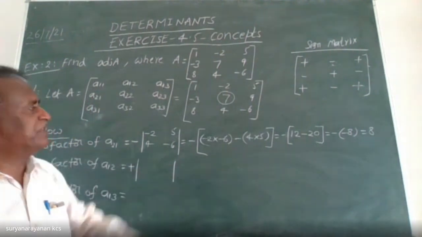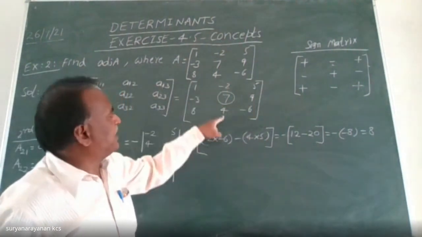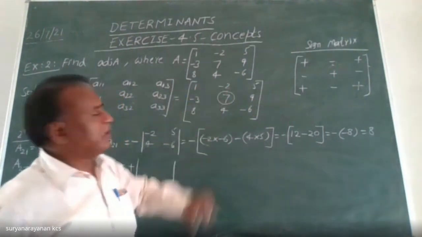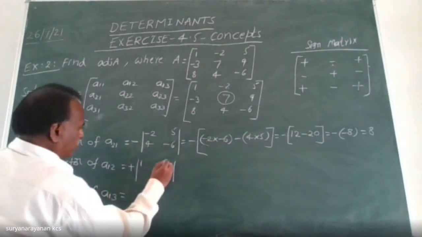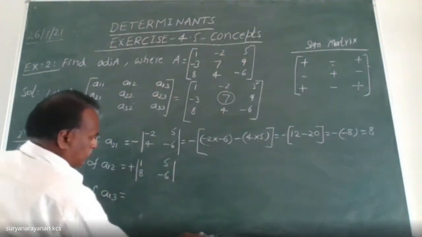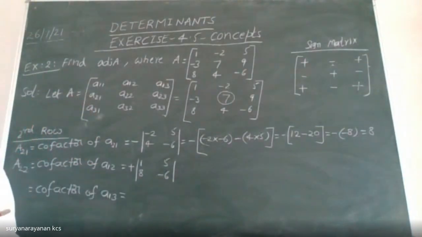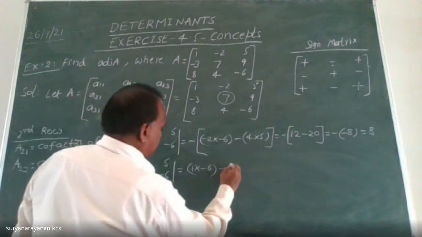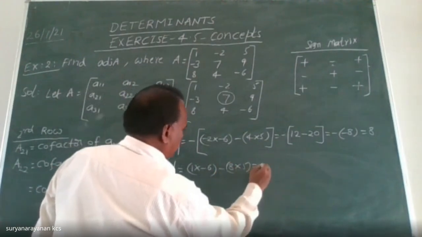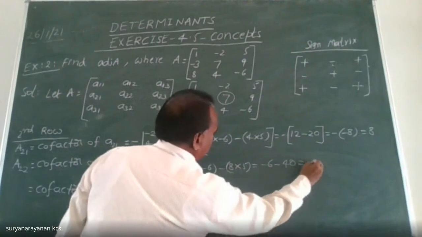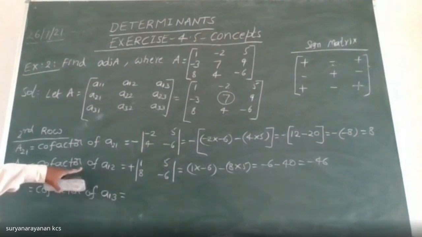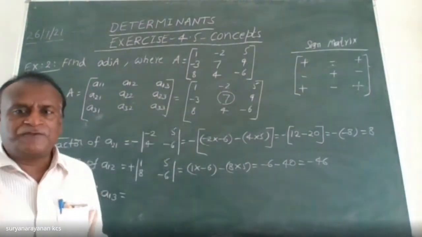How do you get the minor of this element? Close the second row and the second column. What are the 4 elements left here? 1, 5, 8, minus 6. Now simplify. 1 into minus 6, find its determinant, minus 8 into 5. Minus 6 minus 40, minus 46. That is the cofactor of 7.